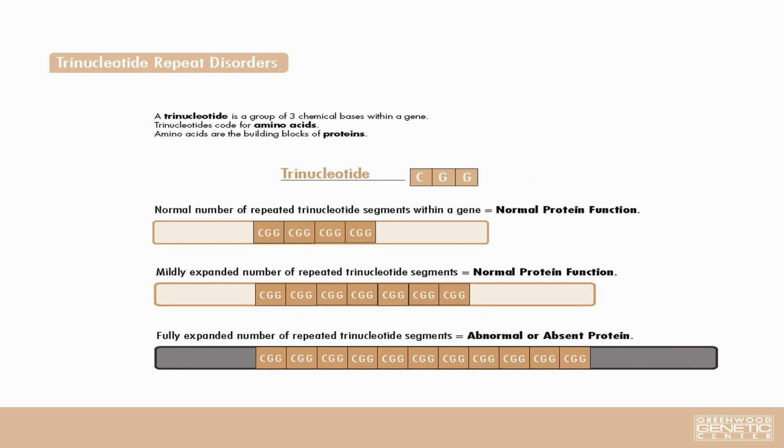Now let's discuss expanded repeat analysis, a key technique in genetic testing for identifying specific mutations. This method focuses on a region of DNA where short sequences of nucleotides are repeated. When these repeats expand beyond the normal range, they can lead to genetic disorders. The process begins with collecting a sample, usually blood or saliva, followed by DNA extraction. The regions containing the expanded repeats are then amplified using PCR to increase the DNA quantity.